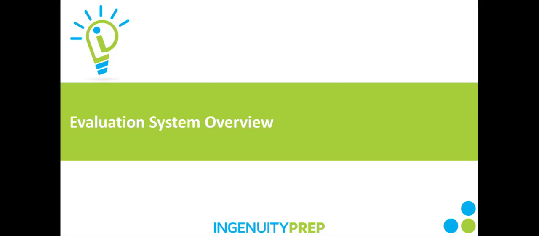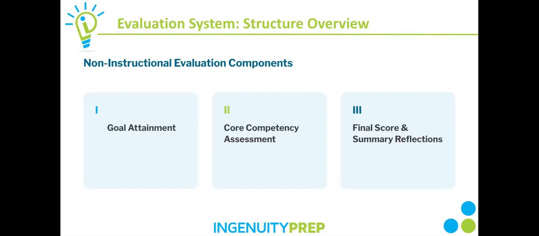In this video, we will do a quick recap of the performance evaluation system for non-instructional staff. IP's evaluation system has the following components: goals and competencies that combine to determine a final score. Goals represent the what, and competencies represent the how of strong performance. Together, they make up your evaluation.